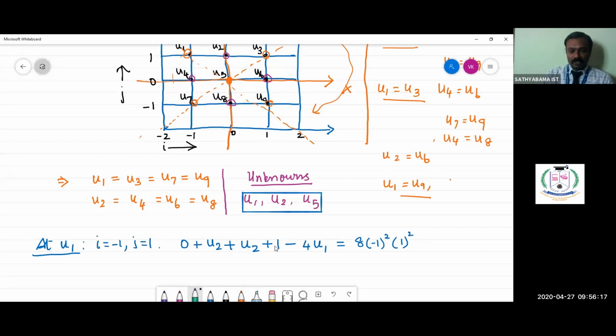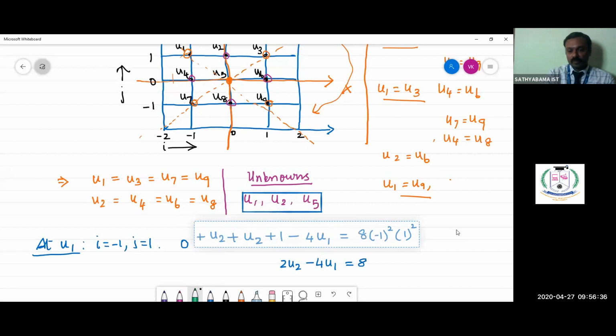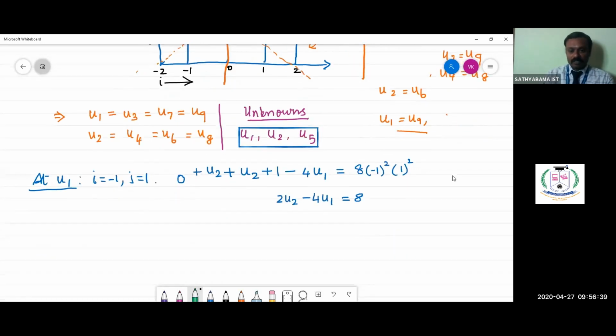So we get the equation 2u2 minus 4u1 is equal to 8. From this we get -2u1 plus u2 is equal to 4. Call it equation 1. Next, let's do it at the mesh point 2, at u2.